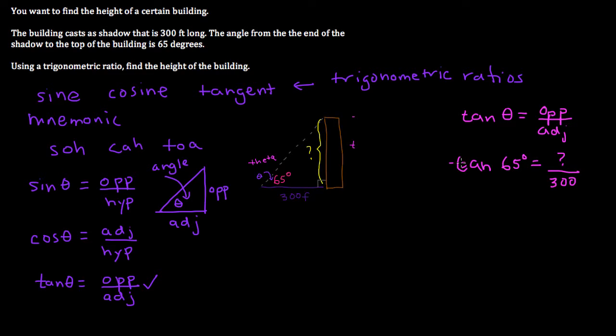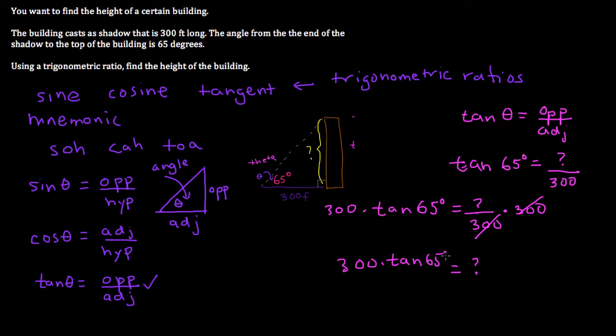So let's write that here. Tangent 65 degrees equals question mark over 300, multiply both sides by 300. So I'm gonna cross this out. These 300s cancel out, and we're left with 300 here. And now we have the question mark here. So it's 300 times tangent of 65 degrees.